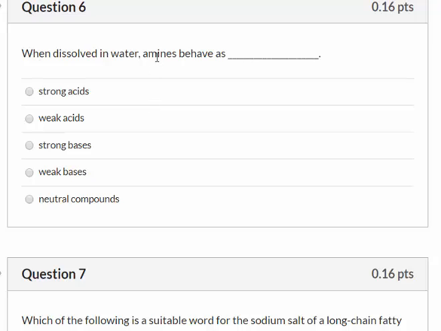Okay. Amines have nitrogen. Nitrogen has electron pairs that will bond to H plus and remove H plus from solution. What does that sound like to you, an acid or a base, if there's less H plus, less hydronium?